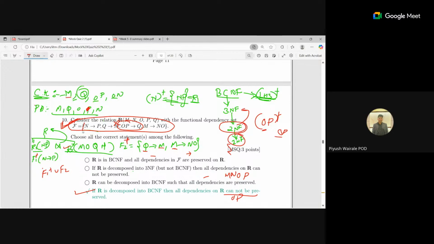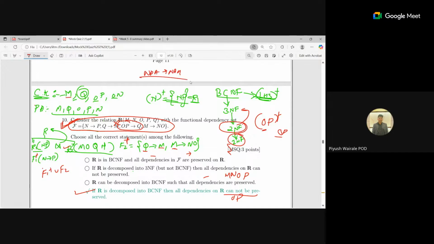In that case, N determines P will violate my partial dependency for 2NF, right? So in that case, we need to decompose the table for 2NF. But here it's not required. So we can directly see it is in 3NF because there is no NPA determining NPA here.